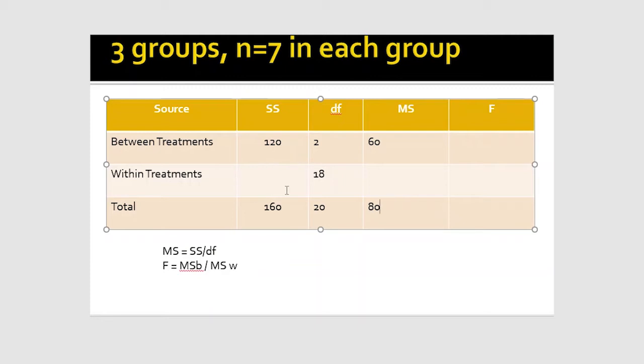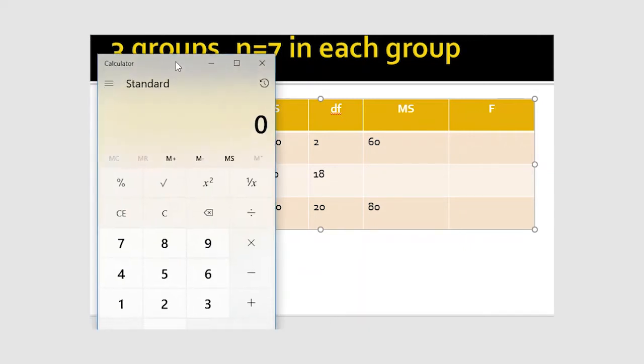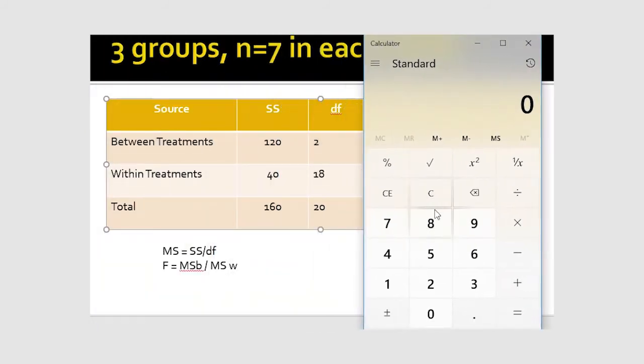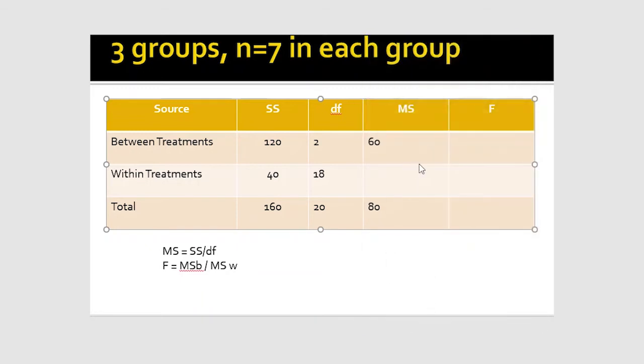How do we figure out this sum of squares? Remember, these two sums of squares have to add up to the total. So 120 plus 40 gives us 160, or the other way to figure it out is 160 minus 120, which equals 40. Our mean square here is 40 divided by 18. I've got to get my calculator out for that. So 40 divided by 18 is 2.22.